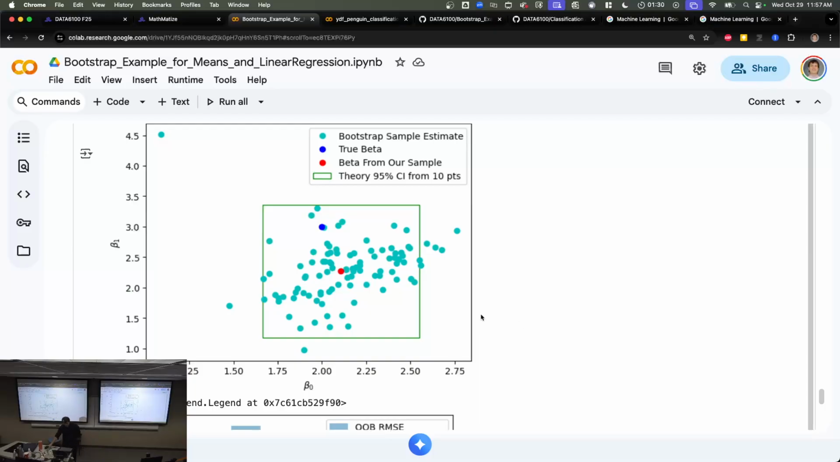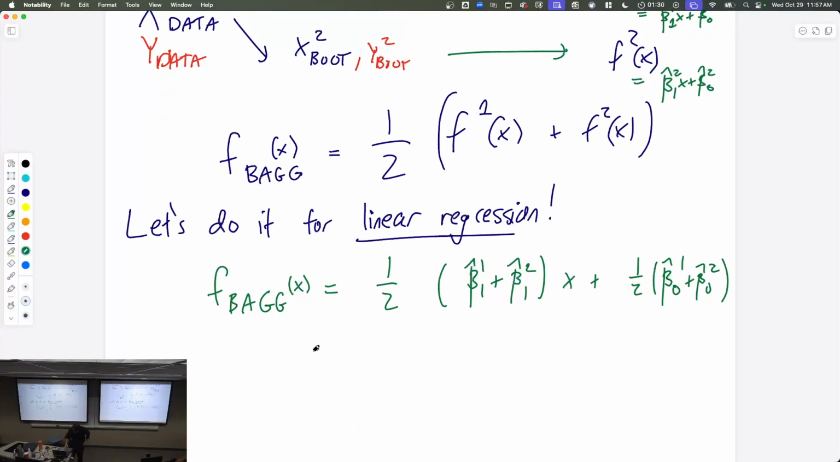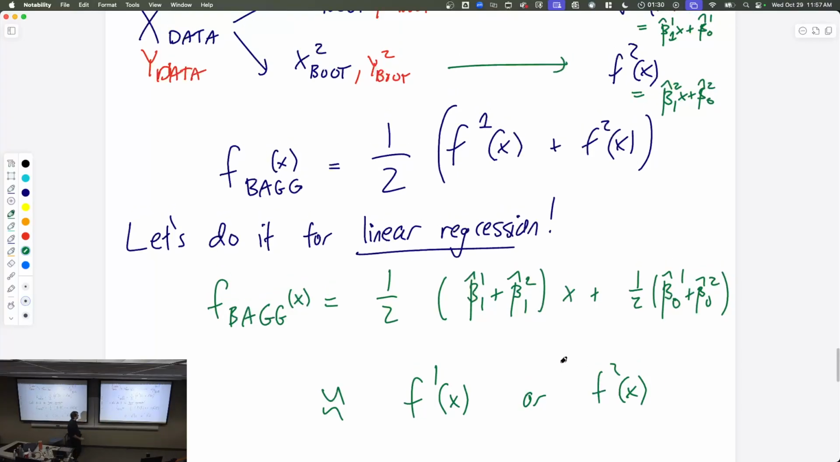So in this situation, bootstrap is very useful for finding the width of this interval. But if you're just doing bootstrap aggregation and averaging things, it doesn't do much. So this will be very approximately f1 of x, or f2 of x, or just the original f of x. So bootstrap aggregation for a linear model doesn't do anything.